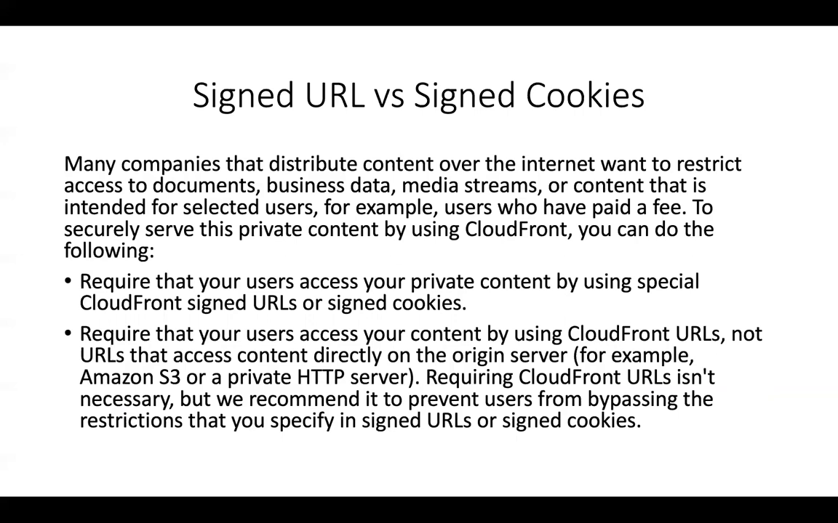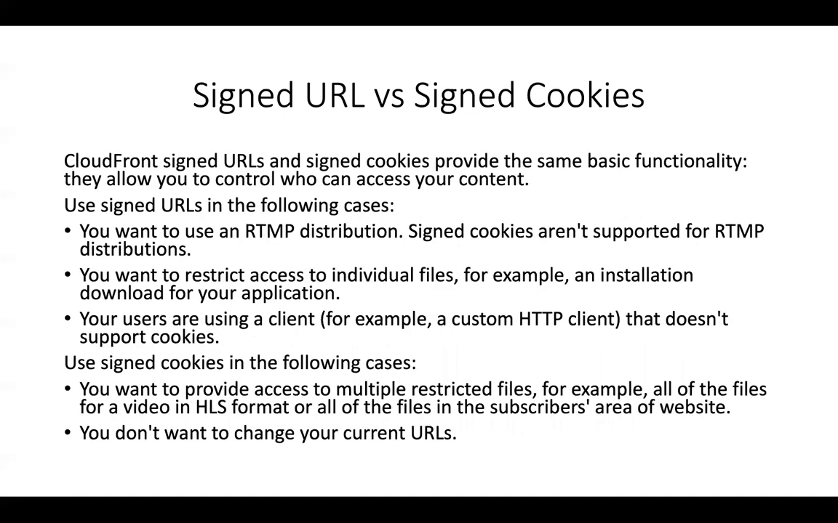That is the second point here. You have to require that your users access your content only using the CloudFront URL and not through the direct URL of the object sitting in S3. For that, you'll have to enable OAI, or origin access identity, that we studied in the previous configuration. Now comes the question of where you would use a signed URL in contrast with a signed cookie, and where you would use a signed cookie in contrast with a signed URL.